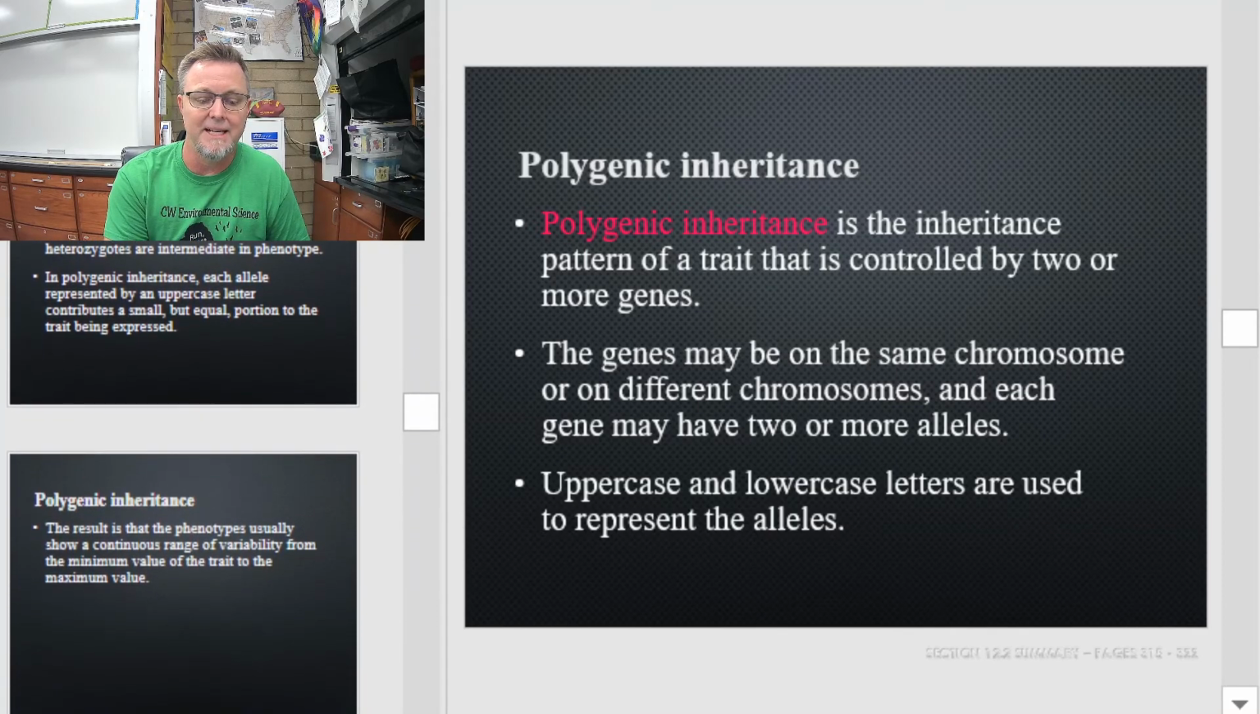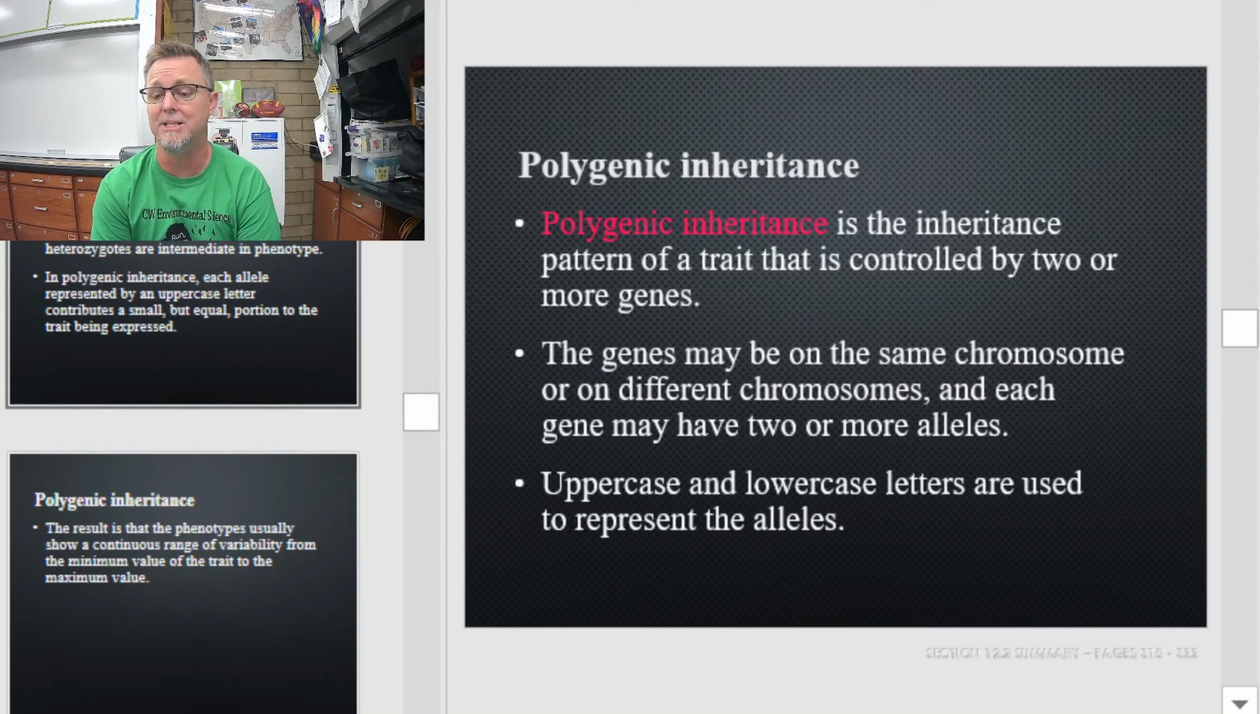Okay, so the last thing that I'm going to mention to you here with regard to inheritance is polygenic inheritance. Polygenic inheritance is the inheritance pattern of a trait that's controlled by 2 or more genes. The genes can be on the same chromosome or different chromosomes, and each gene may have 2 or more alleles. Uppercase and lowercase letters are used to represent these alleles.